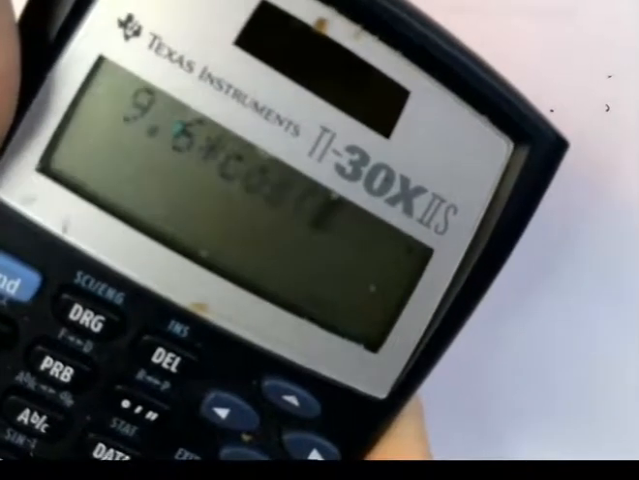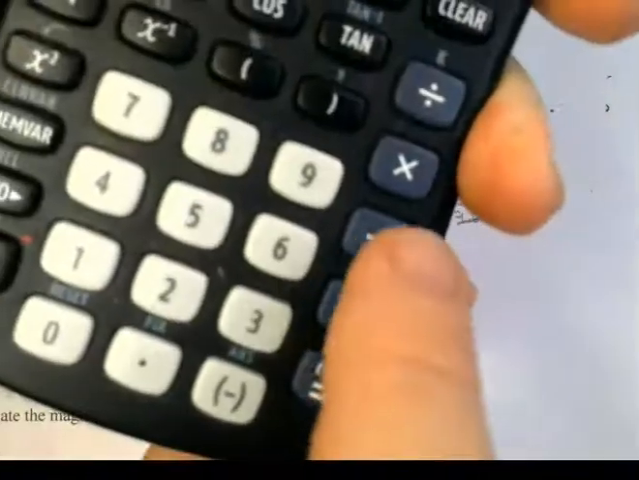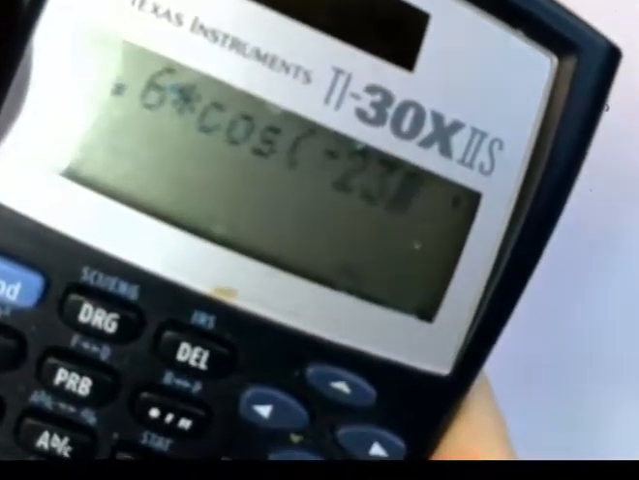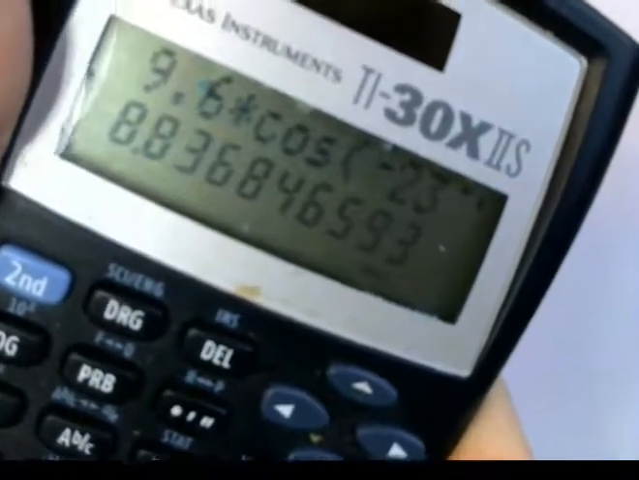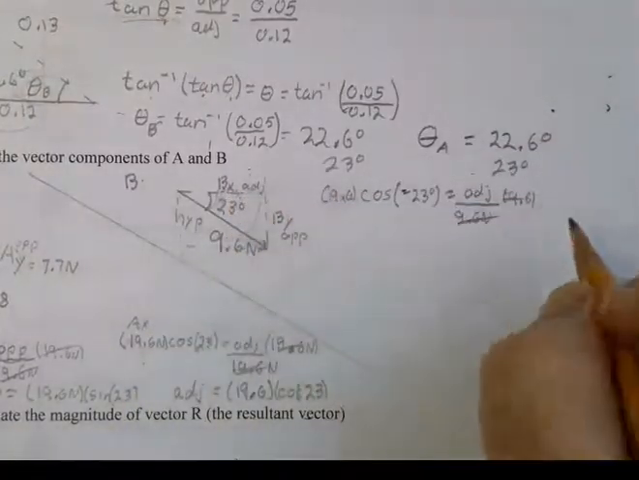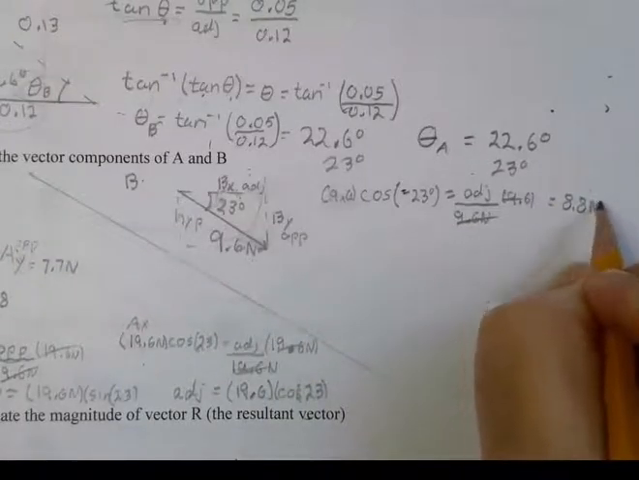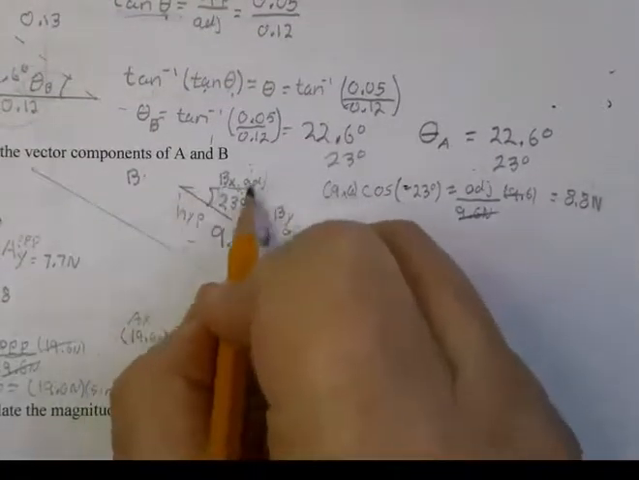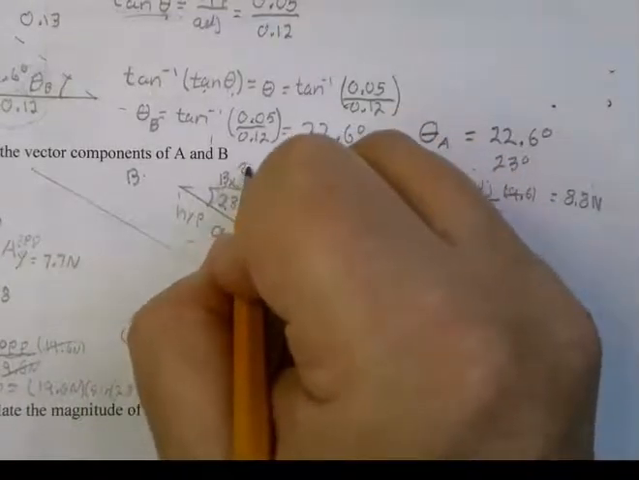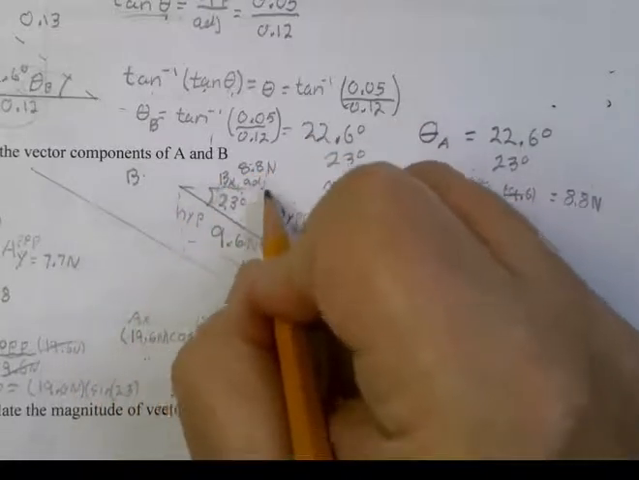times cosine. I'm going to put a negative 23. Again, it's this button, not this button. This is a subtraction button. This is a negative sign button. Negative 23 degrees. I'm going to close the parenthesis, and I get 8.8. Okay, so this is 8.8 newtons. All right, that's for the x component. So this is 8.8 up here. This part right here.